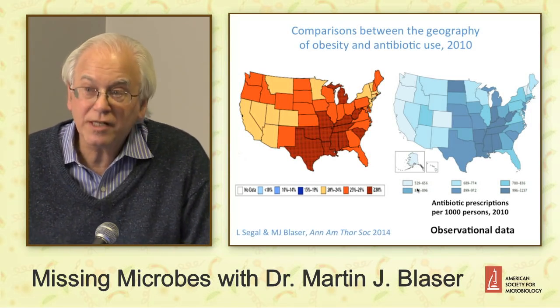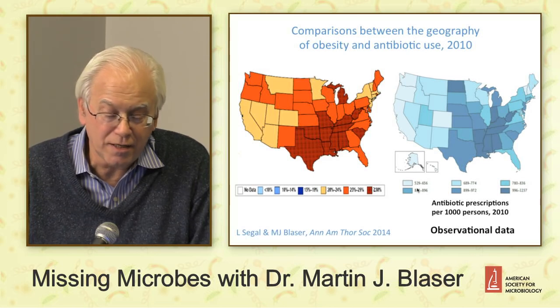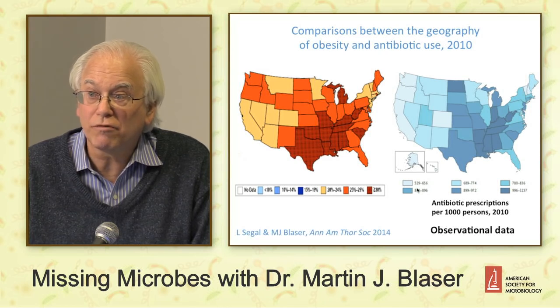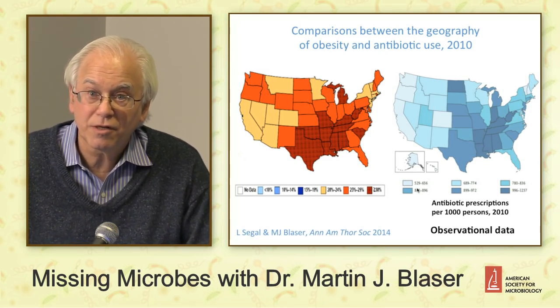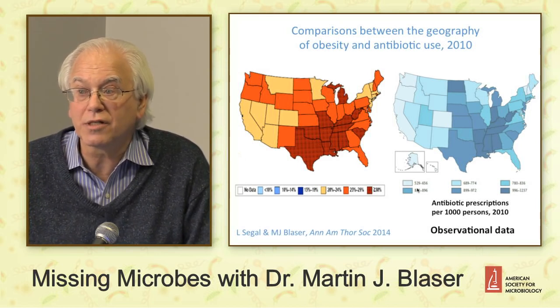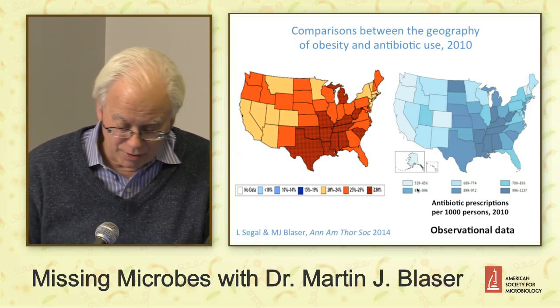Now, it's interesting to look at these 2 CDC maps side by side, both 2010. On the left, obesity, on the right, antibiotics. You can see that there's a lot of resemblance between these 2 maps, and the 2011 map is just about the same. So these are observational data. There's correlation here. But we don't know anything about causality. We don't know if A causes B causes A, or C might cause A and B. But they get our attention.